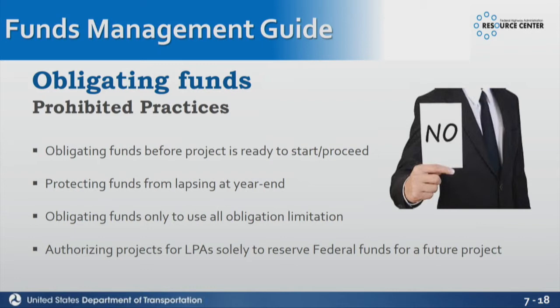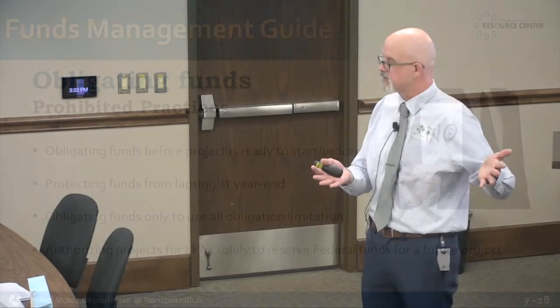Authorizing projects for LPAs solely to reserve the funds for a future project. That's pretty much the same as number 1 bullet. We don't want to obligate funds just to save them for the LPA. If they're not ready to start, then especially if they're allocated funds, we can say, hey, we won't allocate them this year, we'll allocate them next year. I mean, they're still going to get them. We can still set them aside, but we don't want to allocate them and obligate them and have them sit out there unused for a year or more.